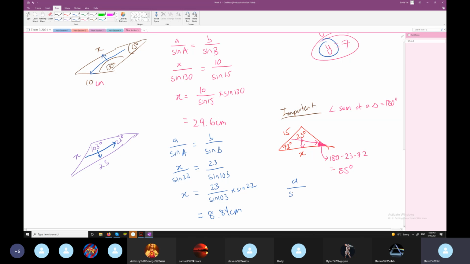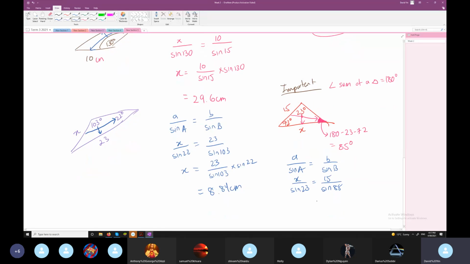So let's write down the formula again. A over sine A equals B over sine B. So we got A, which is x, all over sine 23 equals B. Now B here is going to be 15. So remember your A and your B here, the numerators that have no signs, they are going to refer to the lengths, whereas the things that are attached with the signs are going to be the angles. So 15 over sine 85, because you can see that this 15, the opposite angle is the 85.